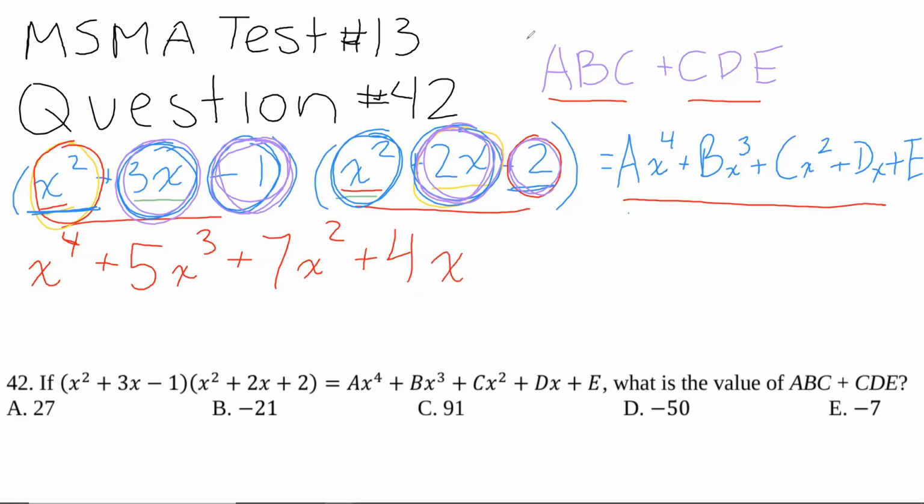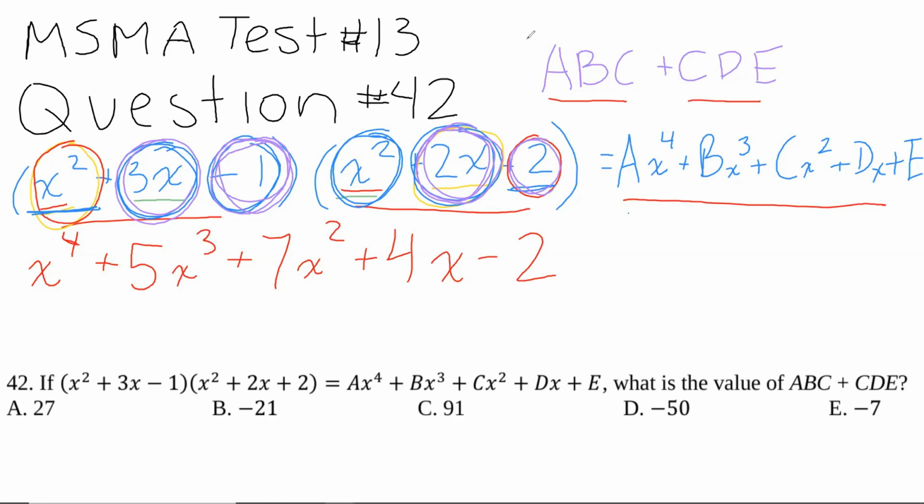And finally, we have to multiply the two constants to find e. So that's simply negative 1 times positive 2, which would be minus 2. So now we know that a is equal to 1, b is equal to 5, c is equal to 7, d is equal to 4, and e is equal to negative 2.